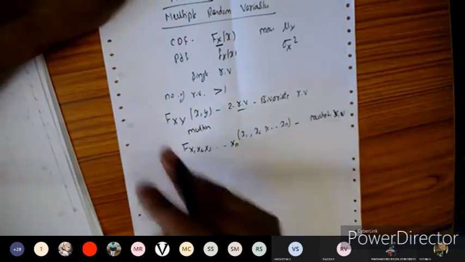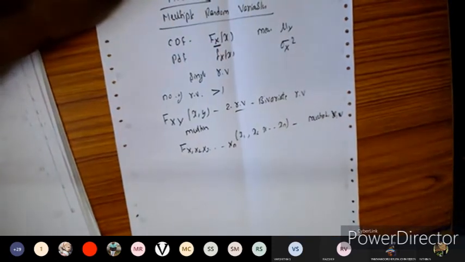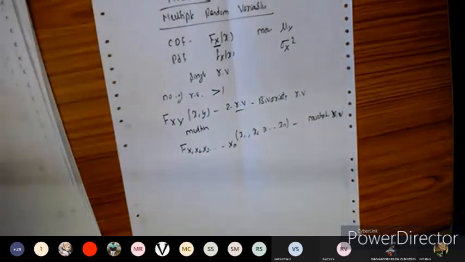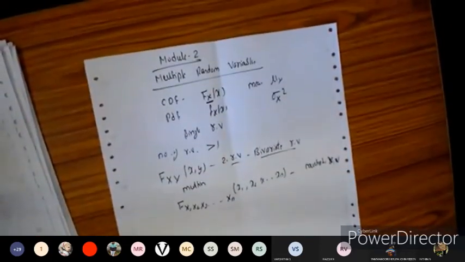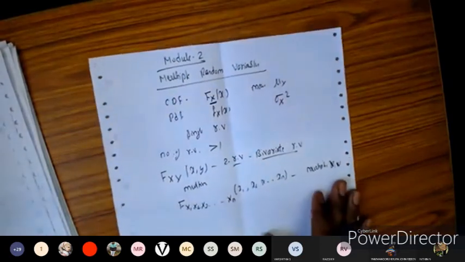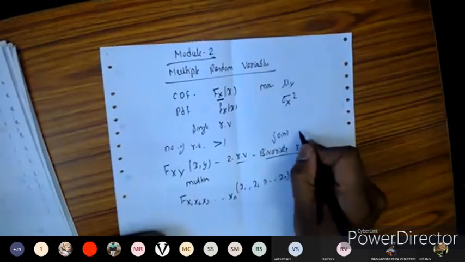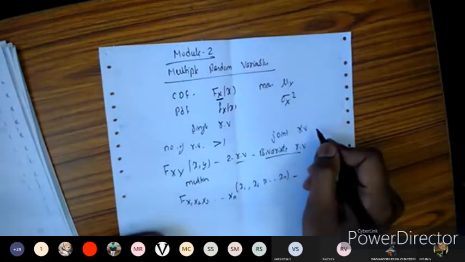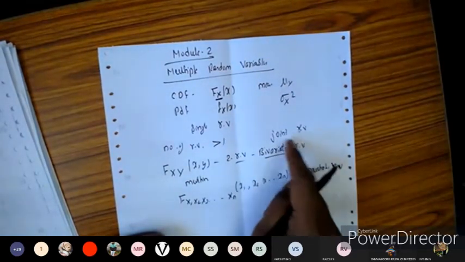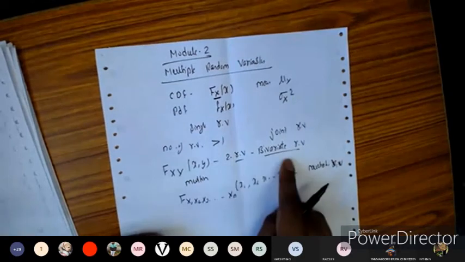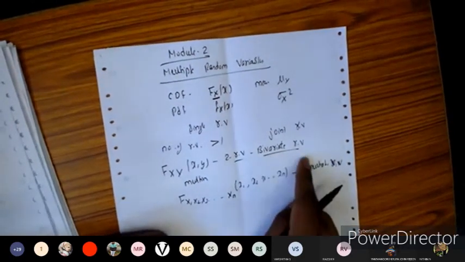In module 2, what you are going to see is the bivariate random variables. This is also called a joint random variable in some textbooks. Joint is nothing but two random variables considered together, so it is also called joint random variables.